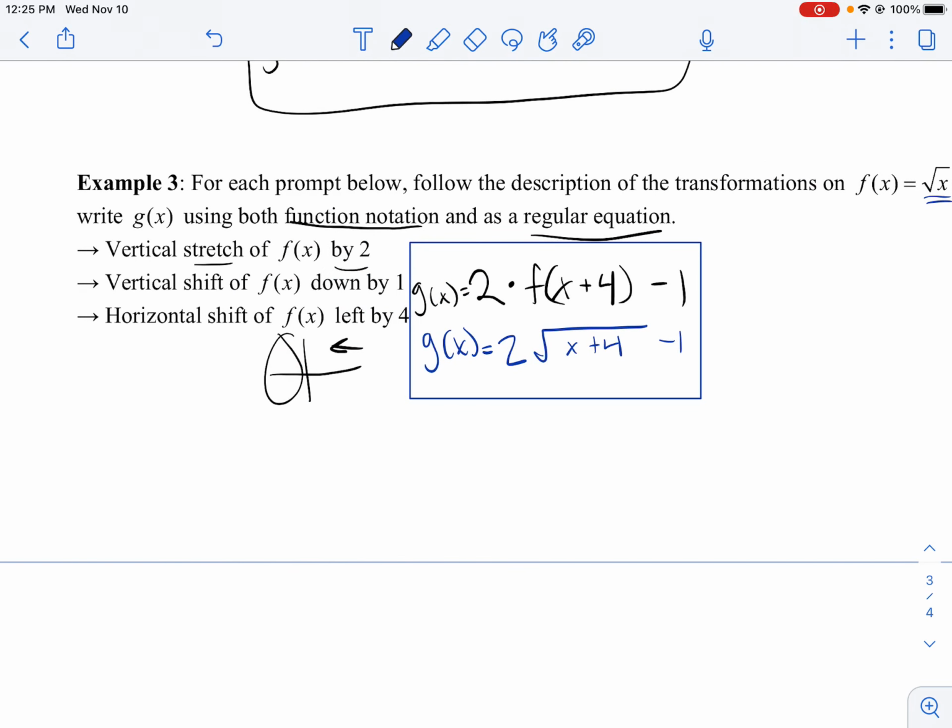Alright, and that is all I got for you. So that is everything with all the transformations combined and how to do them.